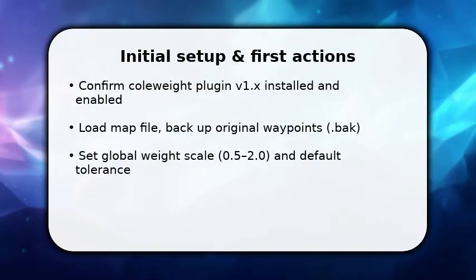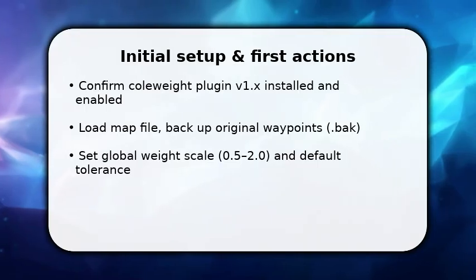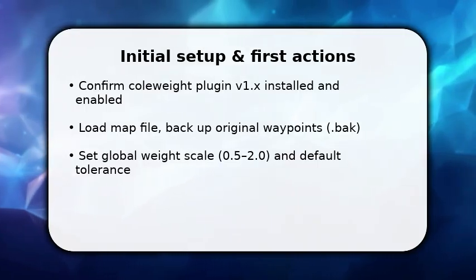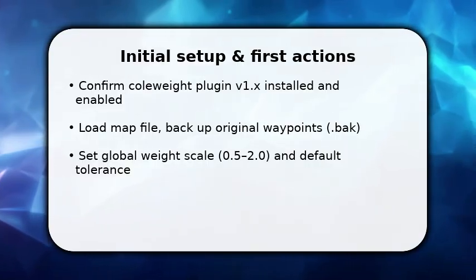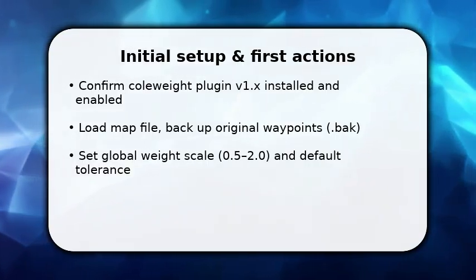You start by verifying the Coleweight module is installed and the version matches your toolchain. This avoids format mismatches later. Once done, open the map and immediately export a backup so you can revert if needed.